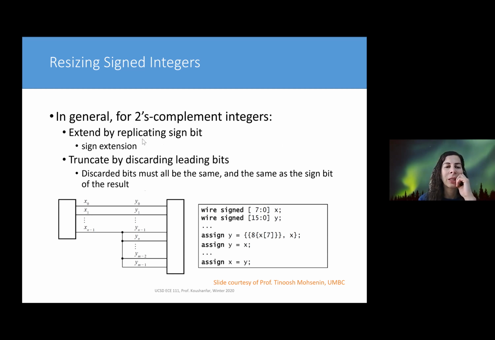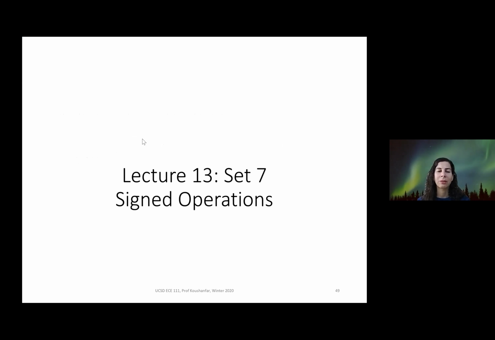In general, for two's complement integers, if we want to extend the number, we should extend it by replicating the sign bit, and the truncating should be done by discarding the leading bits. And if the leading bits are the same as the sign bit, then we are not losing accuracy here. In the next set, we will be talking about signed operations.